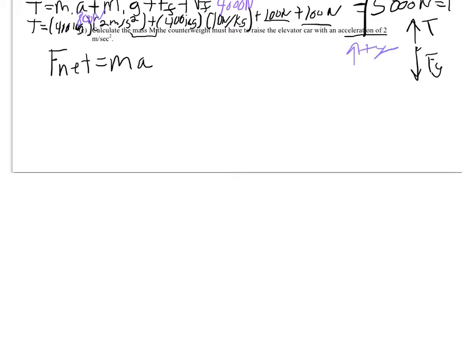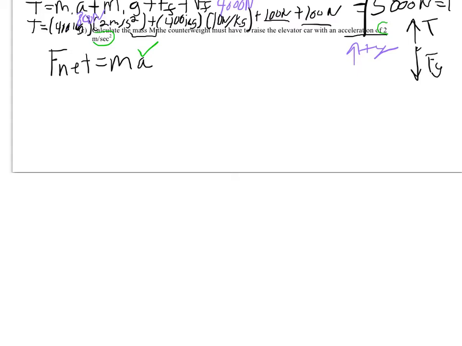This car has its weight, and it has a tension. And until we find the mass, we're calling it big M, according to the problem. This problem involves acceleration. We're looking at forces, so this is an F net equals ma. Okay, let's use the same coordinate system just for simplicity as we did before. Up will be positive y. We currently know the acceleration, it's 2 meters per second squared according to the problem.